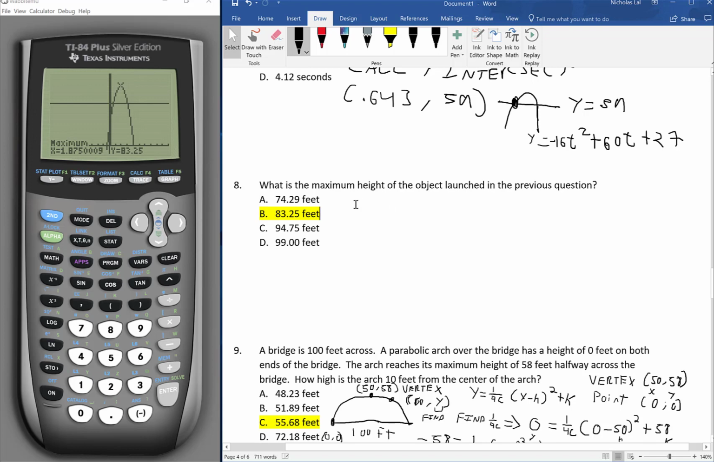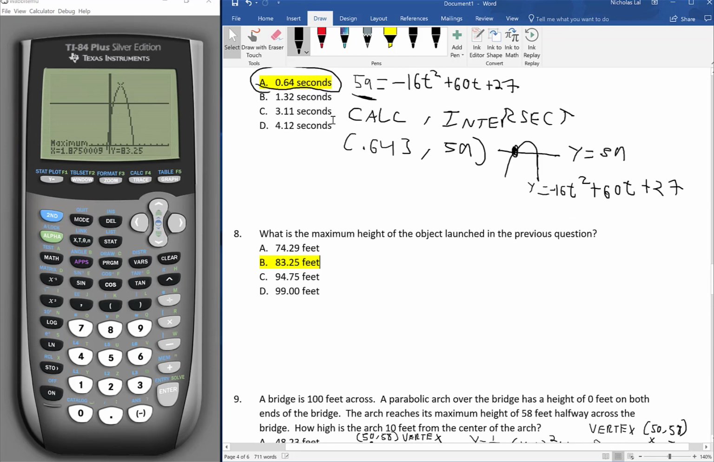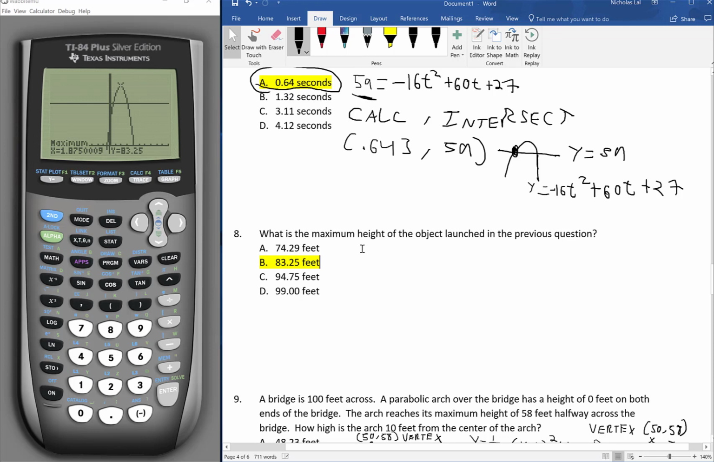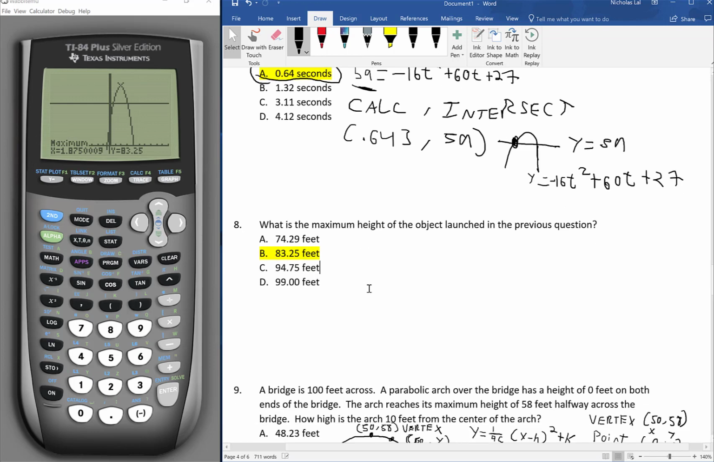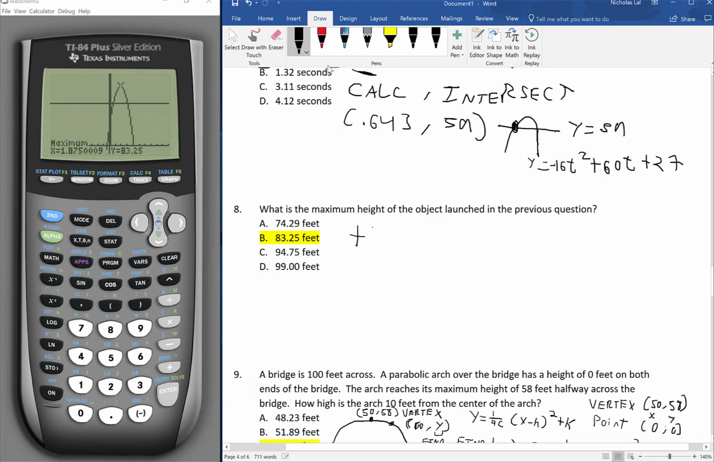So for the maximum, we take the function, and then calc max.